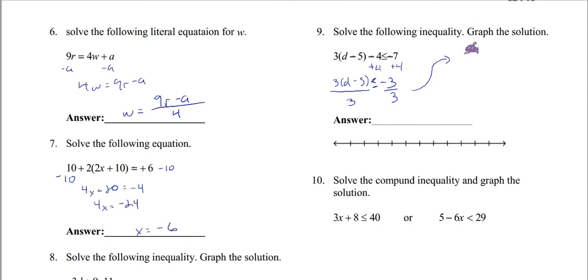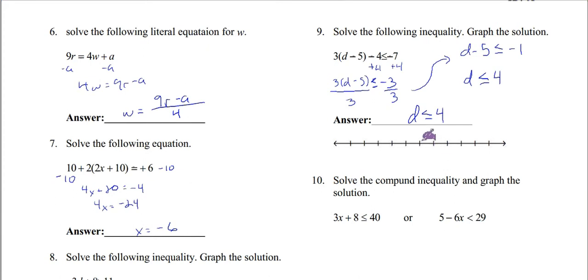Moving on up here, d minus 5 is less than or equal to negative 1. Add 5 to both sides. I've not divided by a negative, so that sign's going to be less than or equal to, just like it was to start with. So d is less than or equal to positive 4, because I added 5 to both sides. So d is less than or equal to 4.